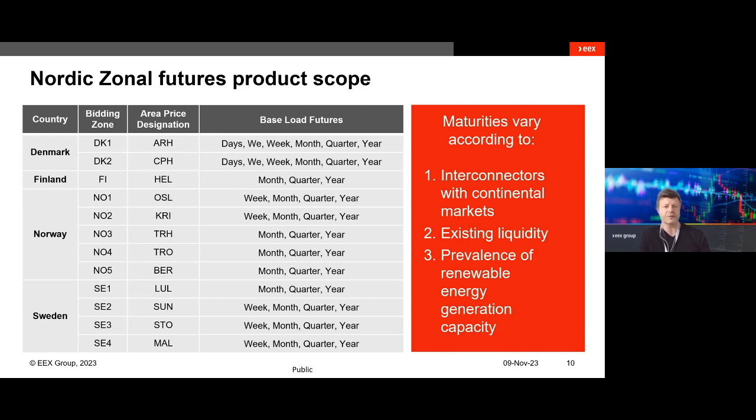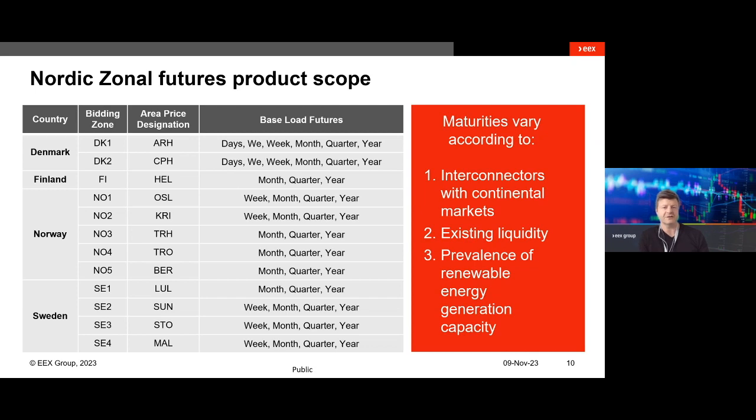And interestingly for you, on the right, you can see the mix of the different maturities that we are offering in the different contracts. You will notice that for some of the bidding zones, we are planning to have an extended number of maturities for the start, and some a little bit less. The reason for this is we have evaluated the availability of interconnectors in the region, levels of existing liquidity, and the prevalence and the planned buildup of renewable energy.